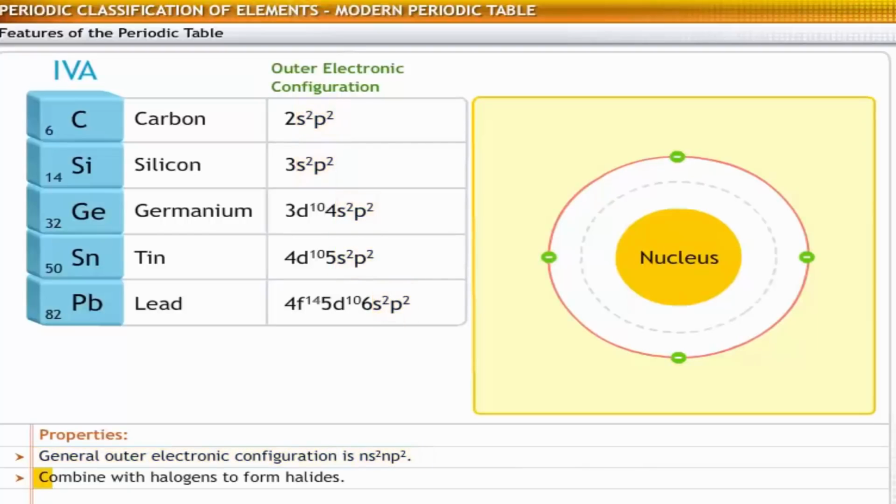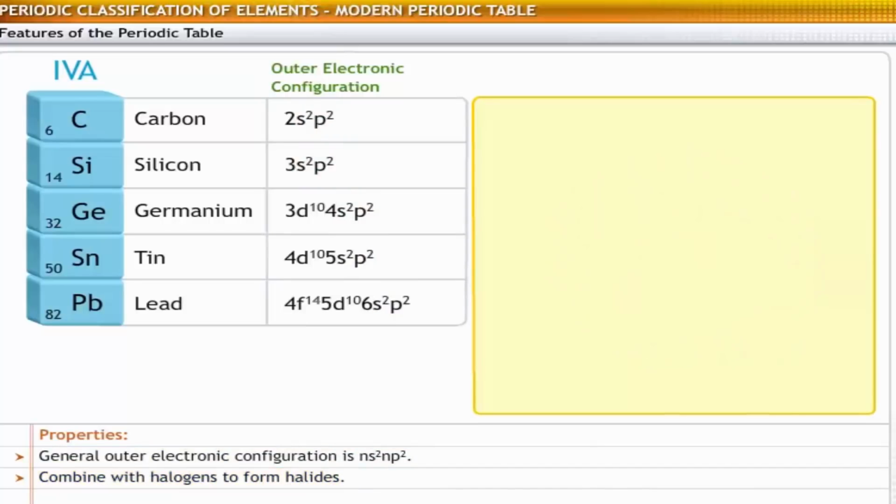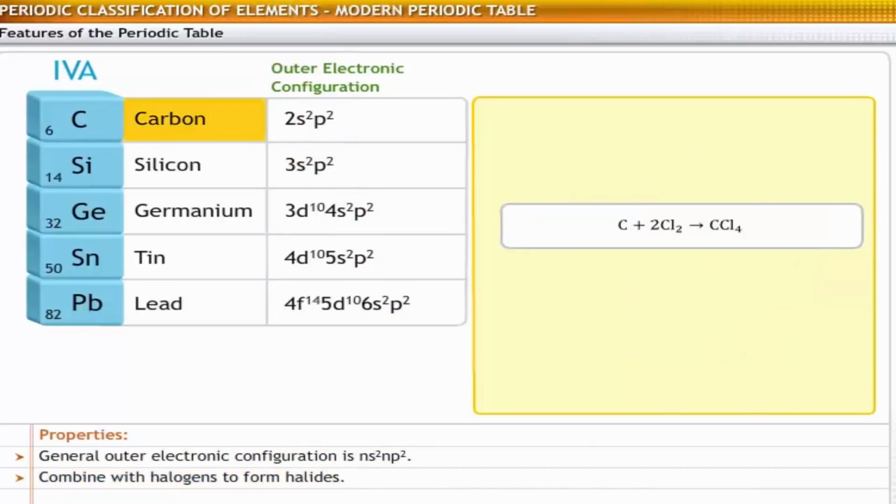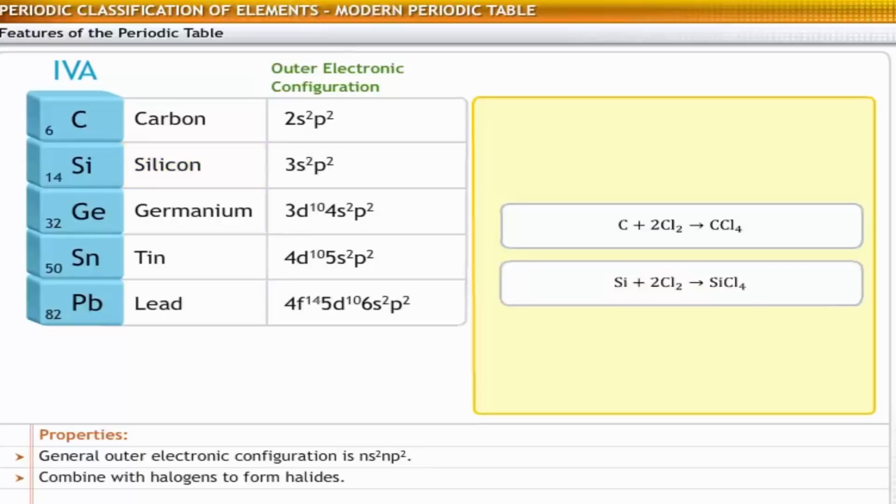The elements in this group combine with halogens to form the respective halides. For example, carbon combines with chlorine to form carbon tetrachloride. In the same way, silicon combines with chlorine to form silicon tetrachloride.